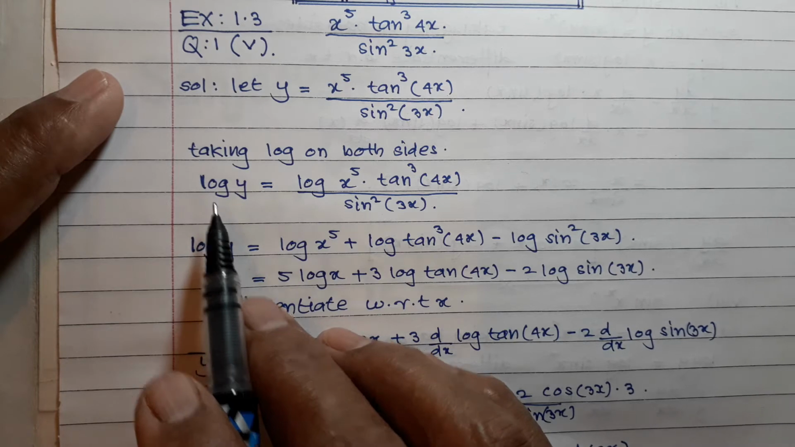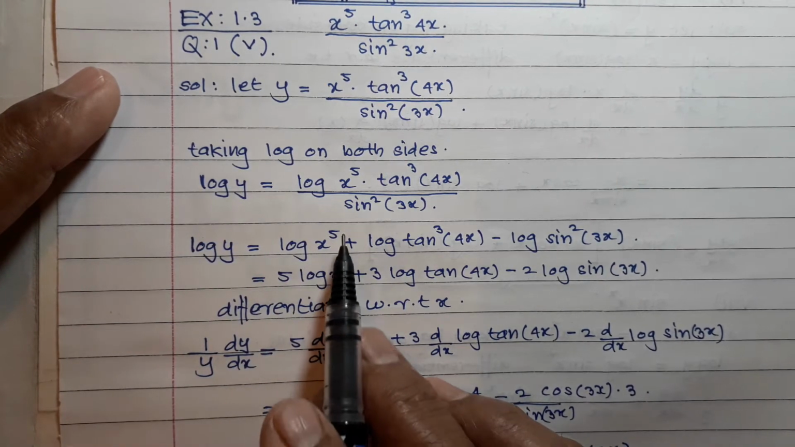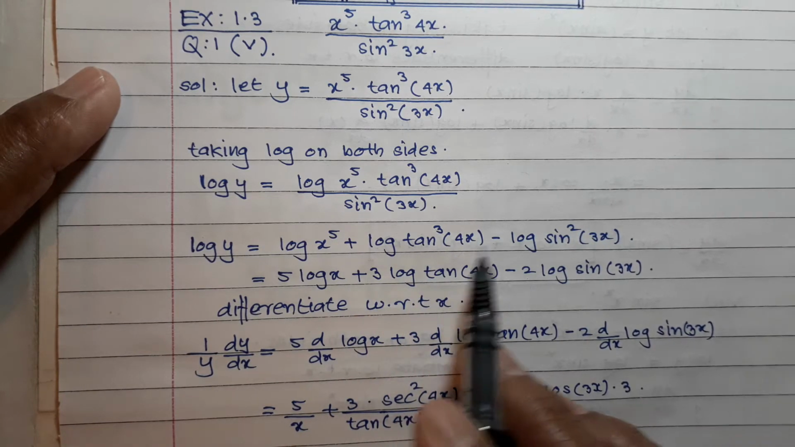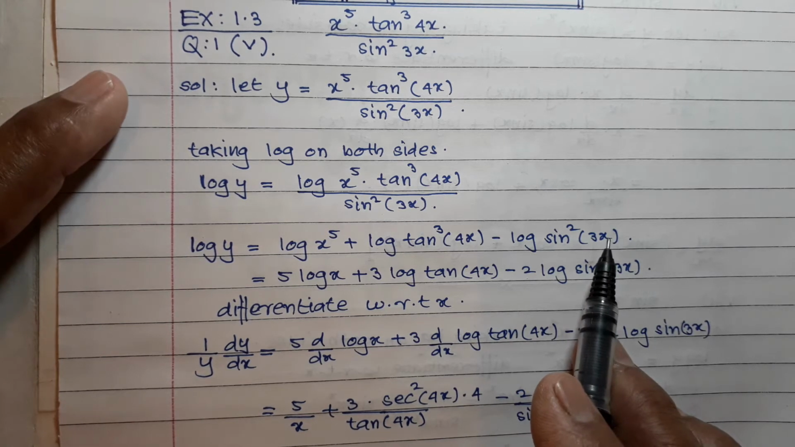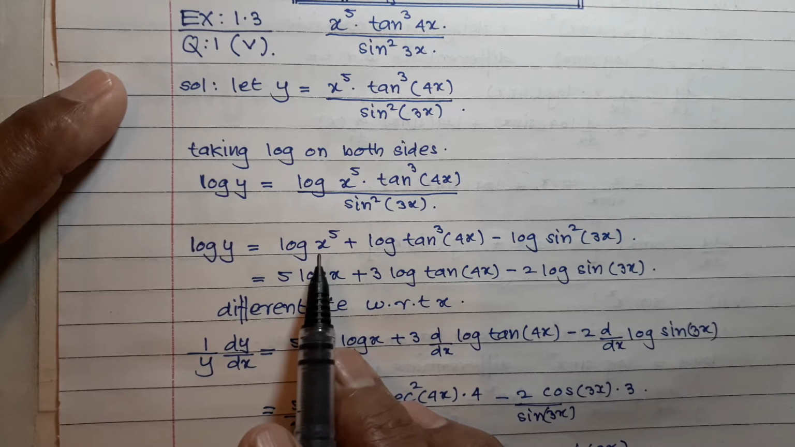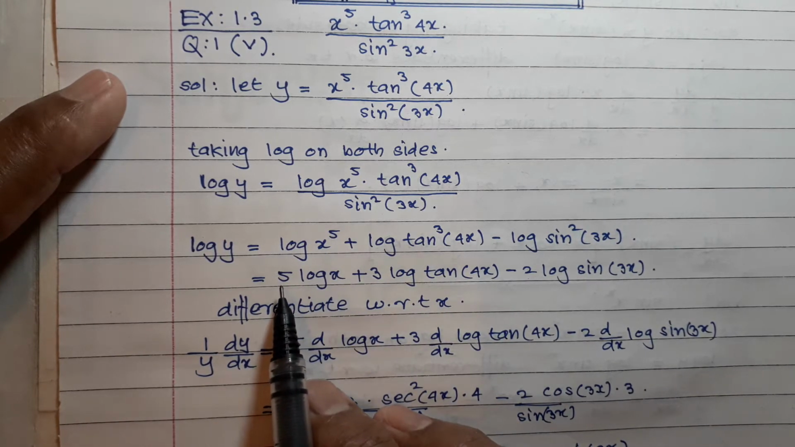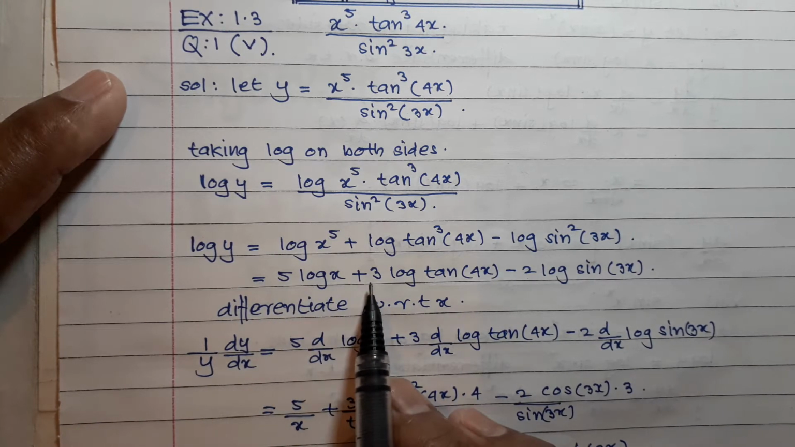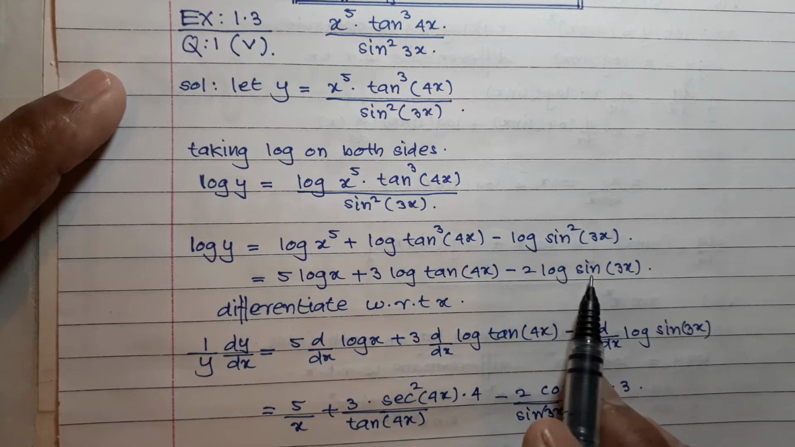And therefore log y is equal to log x raised to 5 plus log tan cube 4x minus log sine square 3x. Now this you simplify, the power comes in front, so log y is equal to 5 log x plus 3 log tan 4x minus 2 log sine 3x.